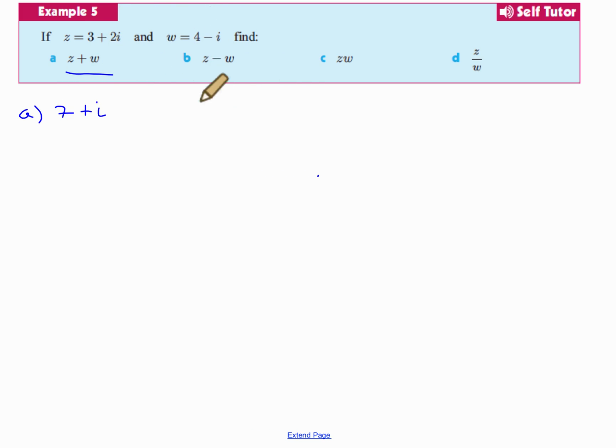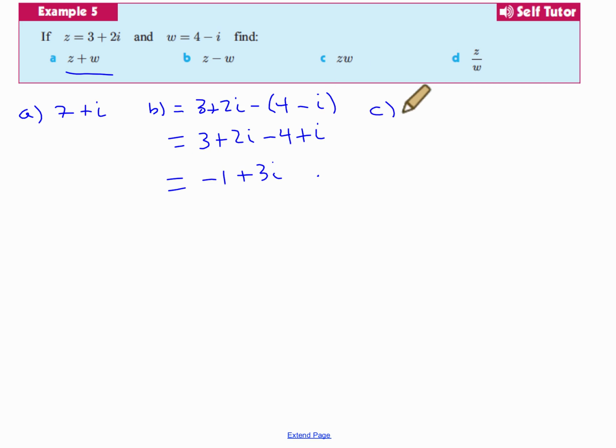No big deal. So z minus w, I'll go ahead and write that out a little bit. So that's going to be z, 3 plus 2i, minus the entire w. Please remember to distribute the negative sign. So this would be 3 plus 2i minus 4 plus i, which is equal to 7. Nope, it's not equal to 7. It is equal to negative 1 plus 3i.